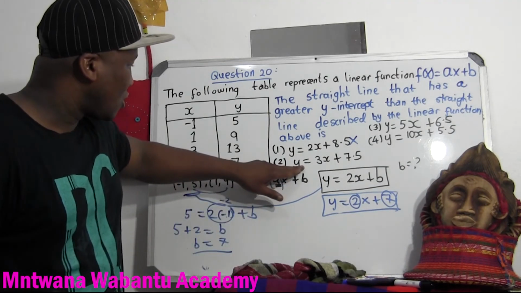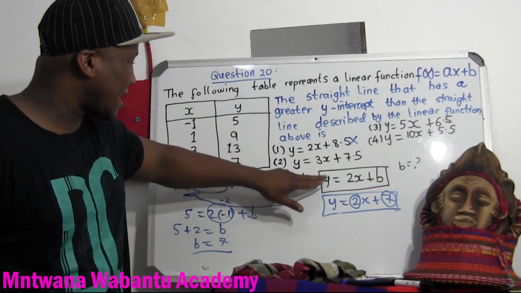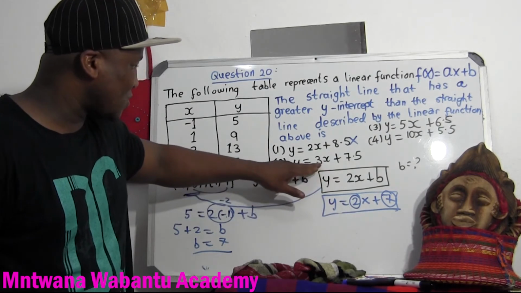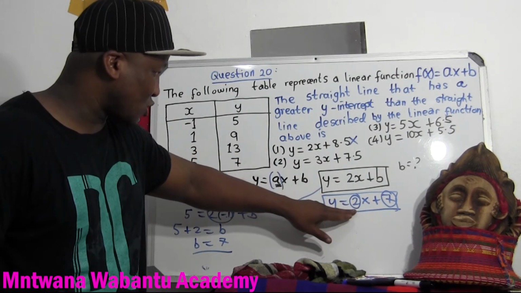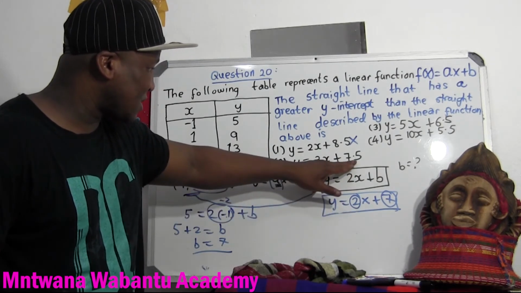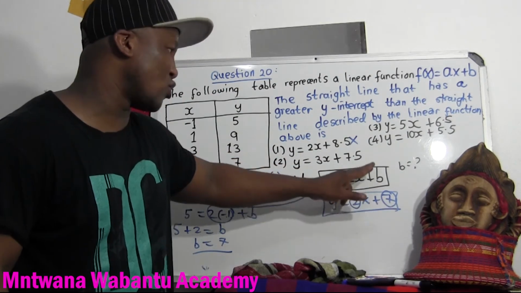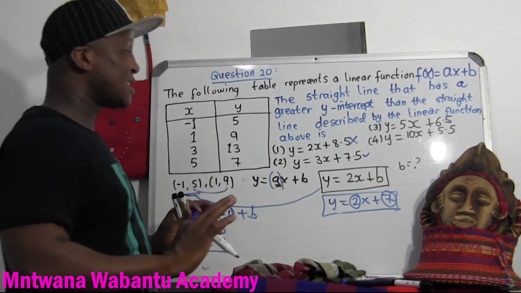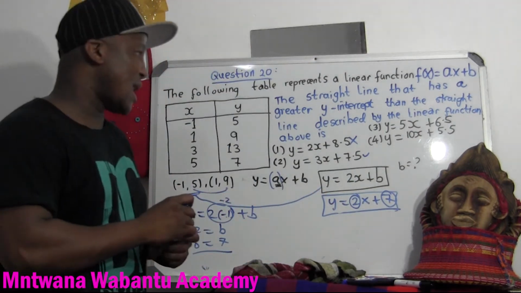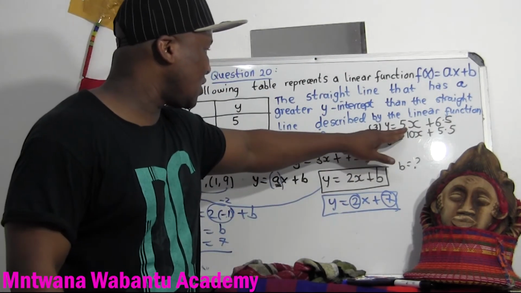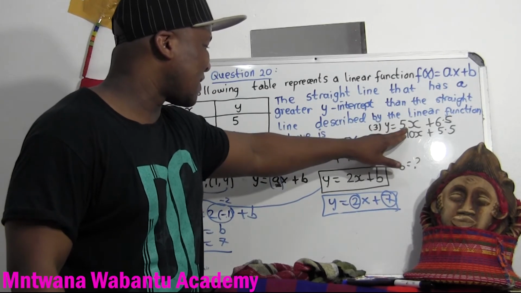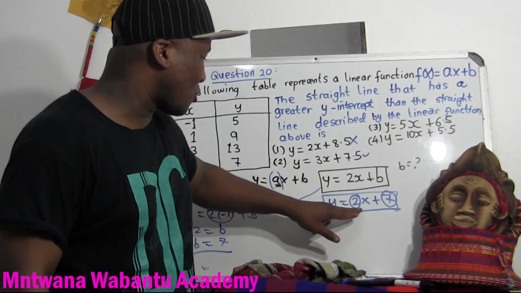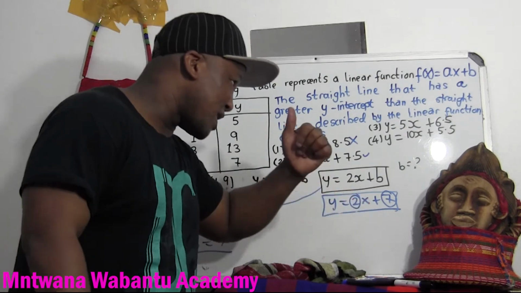Number 2, this one has a greater slope, because this slope is 3 and this slope is 2. Now, this y-intercept is 7.5, which is greater, okay, so this also qualifies. This could be true, but let's continue. We cannot guarantee it with that only. Now, let's go for this one. Number 3, slope equal to 5, and this slope equal to 2. So for slope, yes, it qualifies.